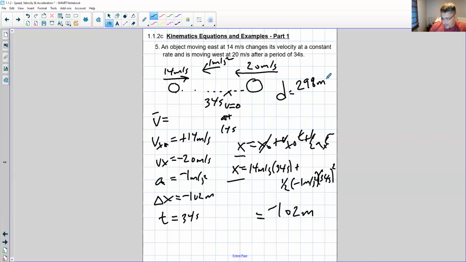Now, if you were to calculate the average of 14 and negative 20 divided by 2, negative 3, times 34, you also get negative 102, right? So the average velocity of negative 3 meters per second also allows you to calculate the final change in position, right? But in order to calculate the distance, you would look at the average speeds over those two intervals of travel.